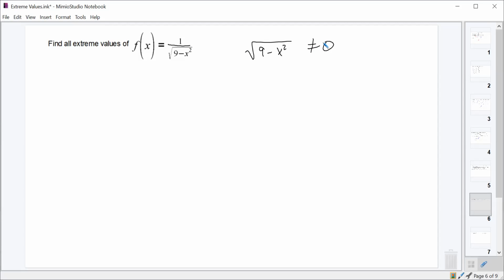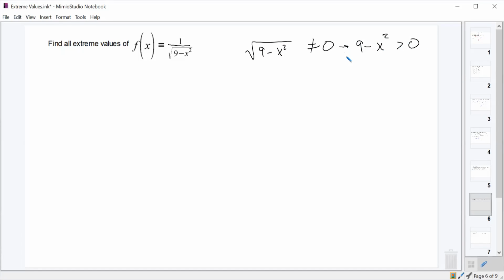And also, it's got a square root in it, right? So in addition to that, the thing inside the square root has to be positive, right? 9 minus x squared has got to be greater than 0. And I think the square root of 9 minus x squared not being 0 falls into the same category of this, right? 9 minus x squared has to be greater than 0. The only way that the square root of 9 minus x squared would equal 0 would be if 9 minus x squared equals 0, and so this is taking care of that also.